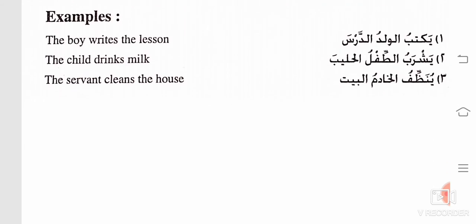These are the examples. Yaktubu al-waladu ad-darsa. The boy writes the lesson. Here yaktubu is present tense, fi'l al-mudhari. It has raf' because there are no letters of nasb or jazm in front of yaktub. Then second one, yashrabu at-tiflu al-haliba. The child drinks milk. Here also raf' because there are no letters at the beginning of fi'l al-mudhari. Then third one, yunallifu al-khadimu al-bayta. The servant cleans the house. Here also yunallifu has raf' because there are no letters of nasb and jazm.